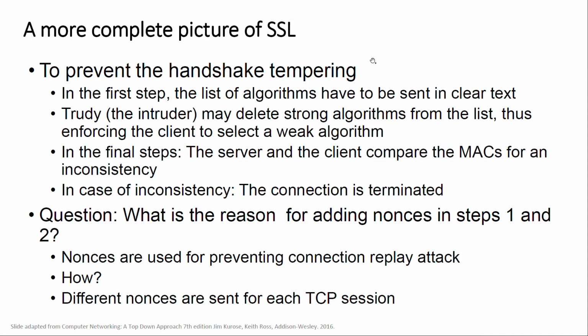In the first step, the list of algorithms has to be sent in clear text because you haven't agreed on a key yet, because you don't know which cryptographic algorithms you are going to use. So the intruder may delete strong algorithms from the list, thus forcing the client to select a weak algorithm. In the final steps, the server and client compare the MACs for an inconsistency. In case of an inconsistency, the connection is terminated.